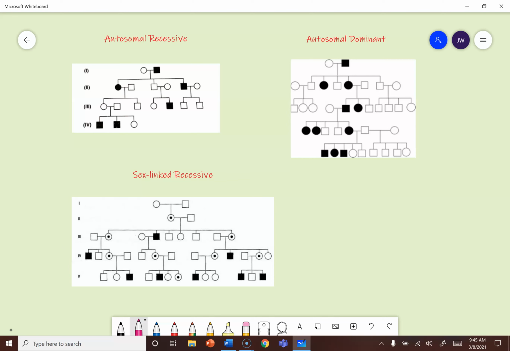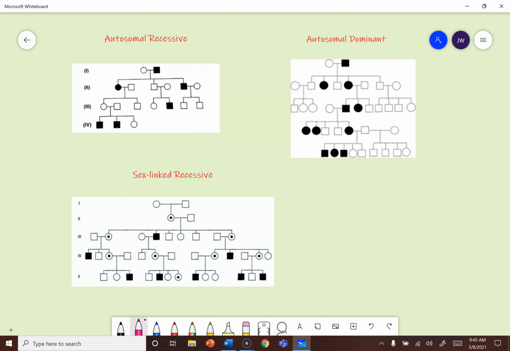So there's a couple ways that you can recognize the various inheritance patterns in these pedigrees. And then it's always a good idea to confirm them by adding in the genotypes, just to make sure that your genotypes make sense, to make sure that there aren't children inheriting alleles that they can't inherit from their parents.